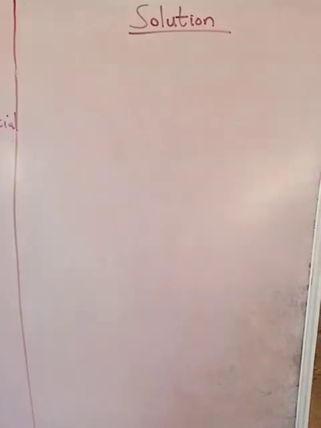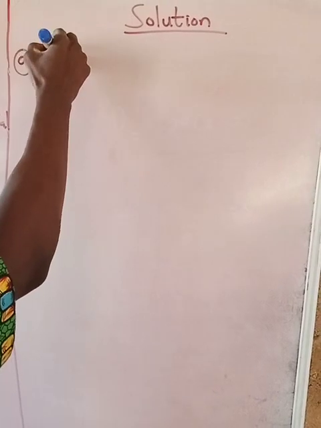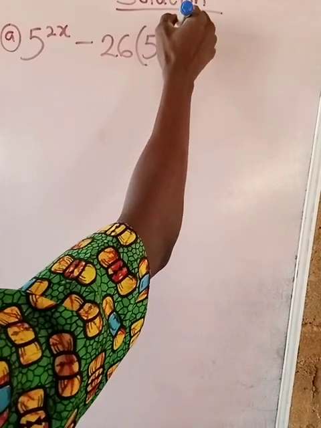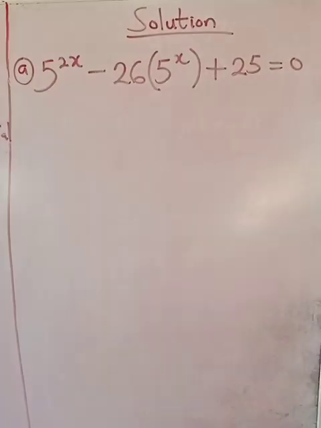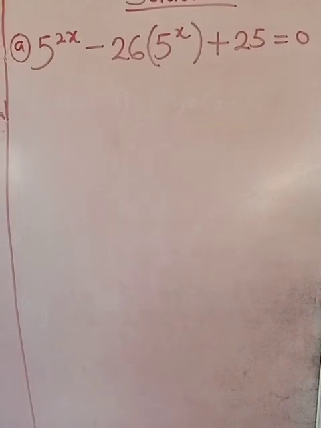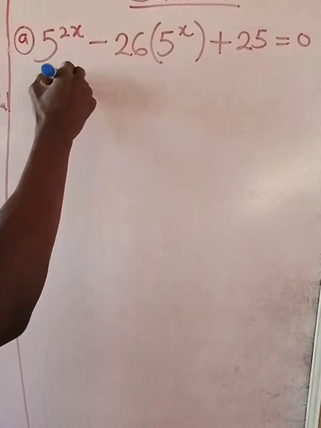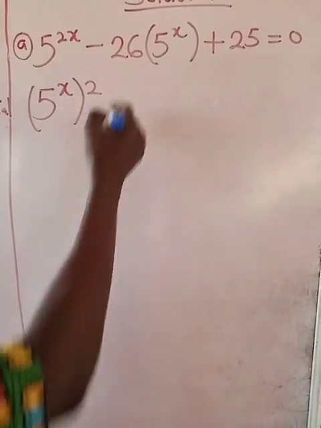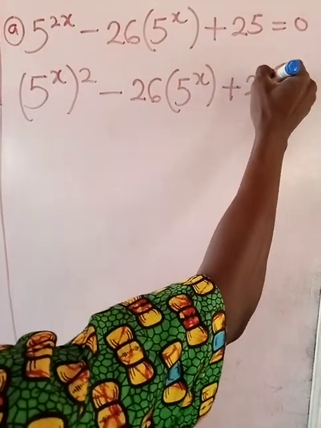We are solving the first question now, and that is 5 raised to power 2x minus 26 bracket 5 raised to power x plus 25 equals 0. How do you solve this? Follow me. You will still apply indices; the laws of indices are applicable here. This can be written as 5 raised to power x, bracket 2, that's the power product law in indices, minus 26 bracket 5 raised to power x plus 25 equals 0.